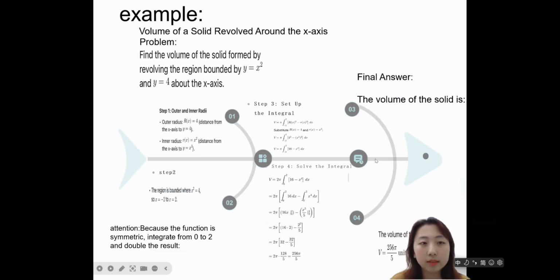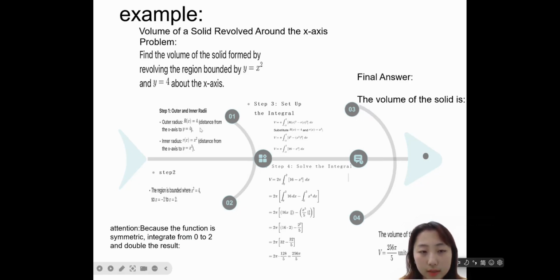Okay, let's look at an actual example. Look at this question: find the volume of a solid formed by revolving the region bounded by y equals x squared and y equals 4 about the x-axis. First, we need to find the outer and inner radius.